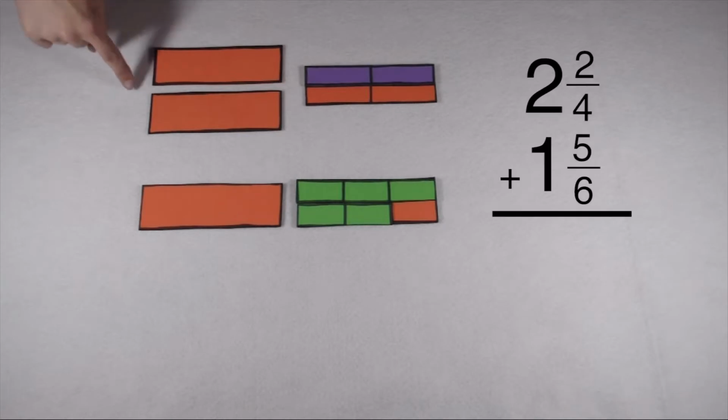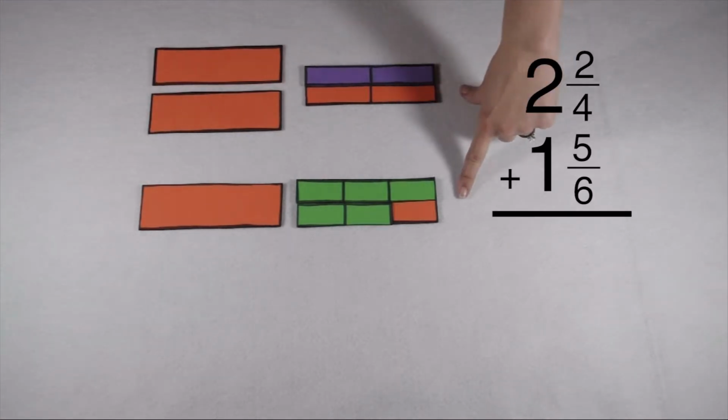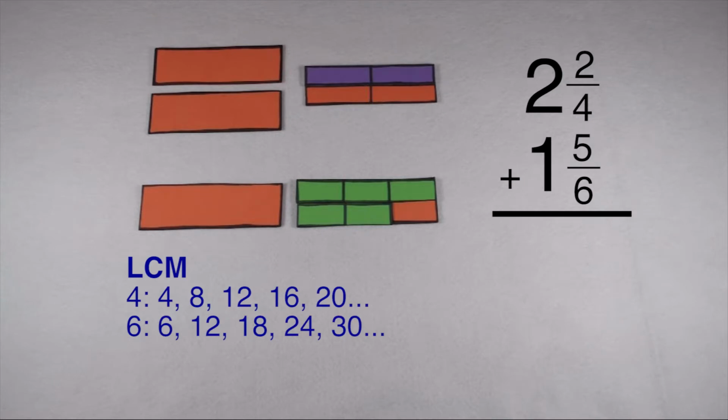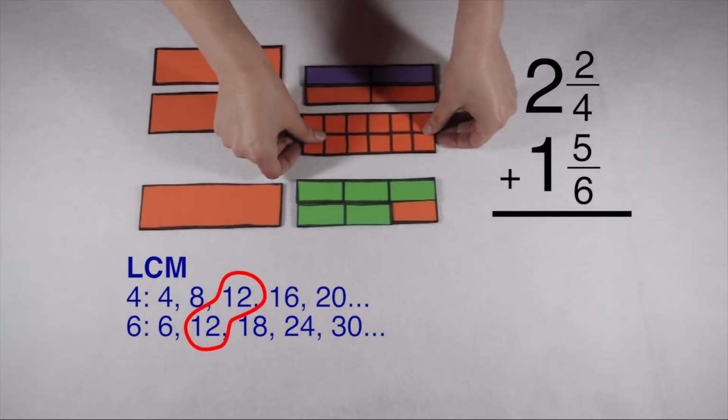We're going to look at adding 2 and 2/4 plus 1 and 5/6. The first thing we notice is that we don't have a common denominator, so we need to find the least common multiple of 4 and 6. Multiples of 4 include 4, 8, 12, 16, 20, and so on. Multiples of 6 include 6, 12, 18, 24, 30, and so on. Since 12 is their least common multiple, that's what we're going to use as our common denominator.